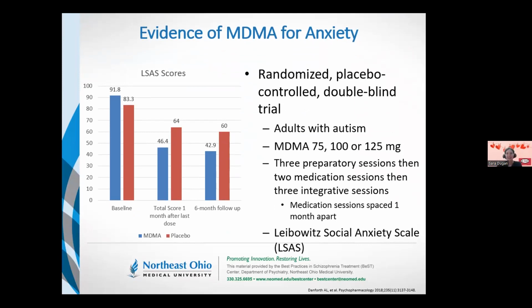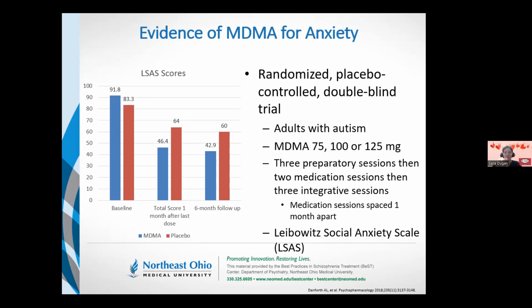Looking at anxiety, this was probably the strongest trial I could find. It was specifically looking at social anxiety, randomized, placebo-controlled, double-blind. This was just in adults with autism. I promise we'll look at this autism spectrum disorder again, but these were patients who were same setup, 3 prep sessions, a medication session, 3 integrative sessions, and then they did the whole cycle again. So their medication sessions were spaced about a month apart.